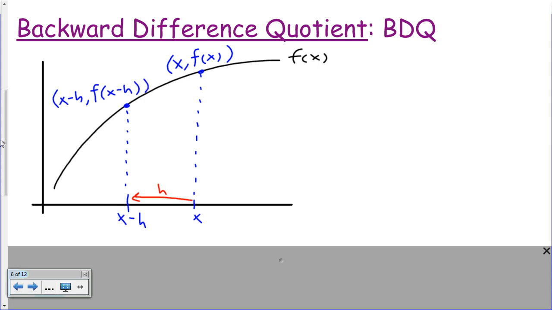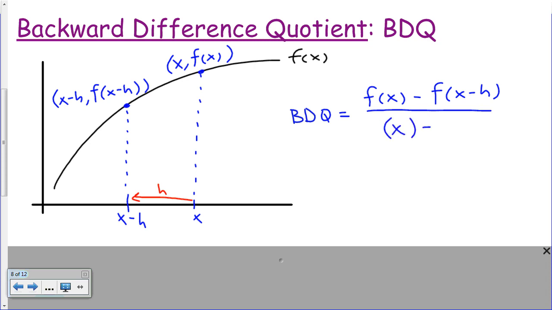And again, the difference quotient is just calculating the slope between those two. So let's go ahead and calculate that slope. Again, we're going to call this BDQ for short, backward difference quotient, and just calculate rise over run, change in y's over the change in x's. So it's f of x minus f of x minus h, and that's all divided by x minus the x minus h. Now I put this in parentheses in the denominator so I don't lose the sign that needs to get distributed through those second set of parentheses there.